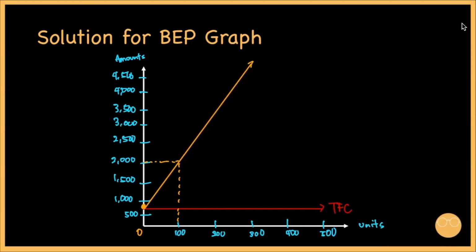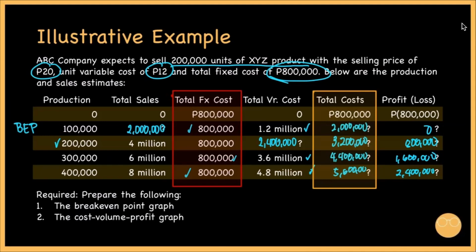So first, you have to get how much should be the value of the total cost if the level of production is 0, then look for the next level of production, and that will be 100,000, then the total cost is 2 million pesos.